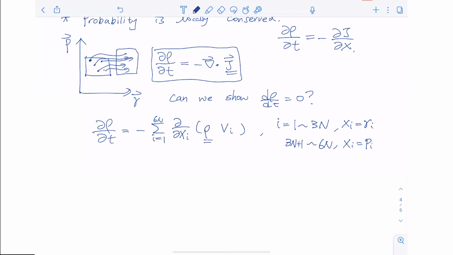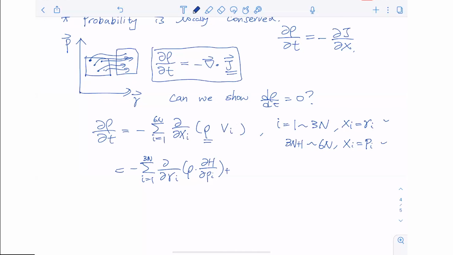And here the current J is just the probability density times the velocity vector. But now I decompose it into different components, so it will just be VI. Now, as we mentioned, we have coordinates and momentum. So maybe we should rewrite our dummy indexes to let I run from 1 to 3n, and the first 3n will be just the coordinates. So let me replace it by Ri. Here's rho, and Vi is just partial H, partial Pi.